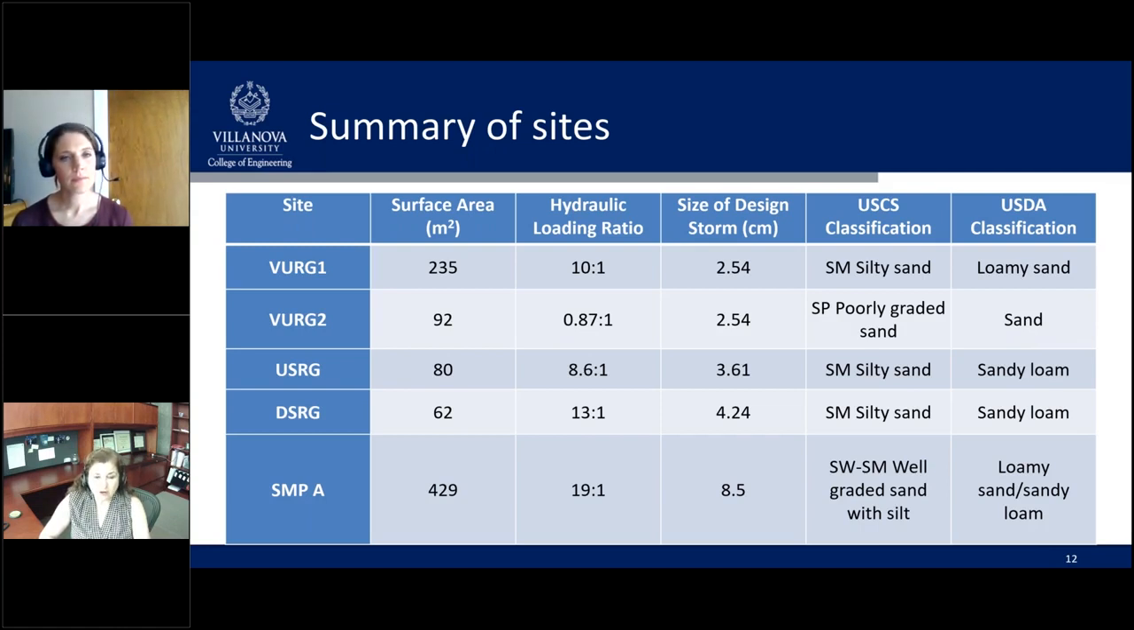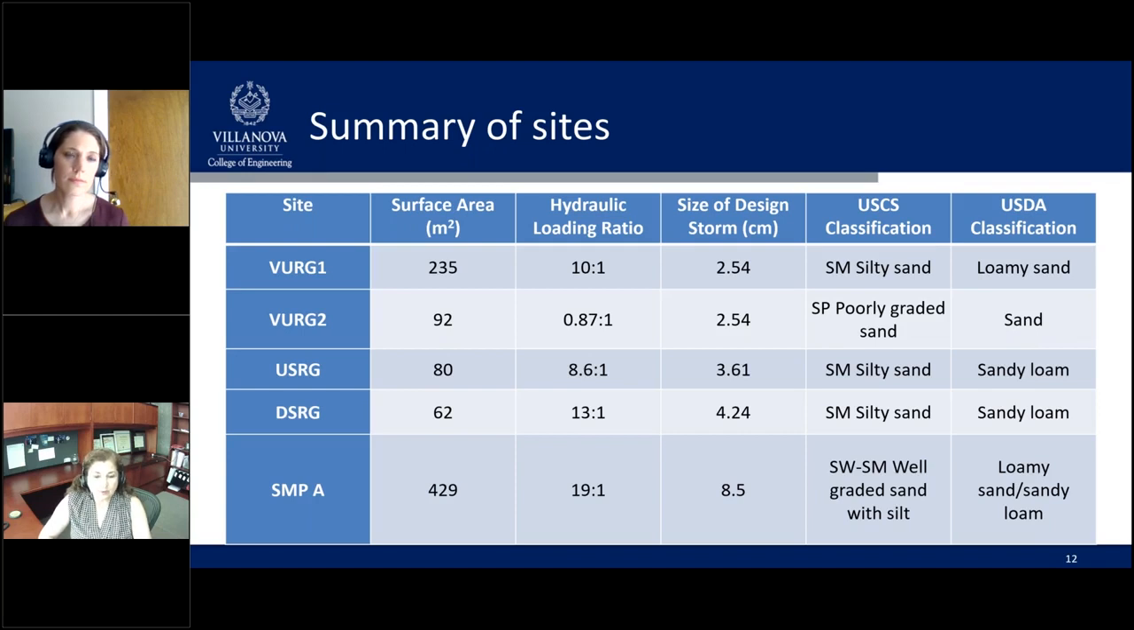We also have 2 rain gardens that we looked at at the zoo in Philadelphia, Pennsylvania. Those were also on the smaller side. And then we've got SMPA, which is a rain garden that is located off of I-95 in Philadelphia, Pennsylvania. And that is a little bit on the larger side and also has a fairly high loading ratio.